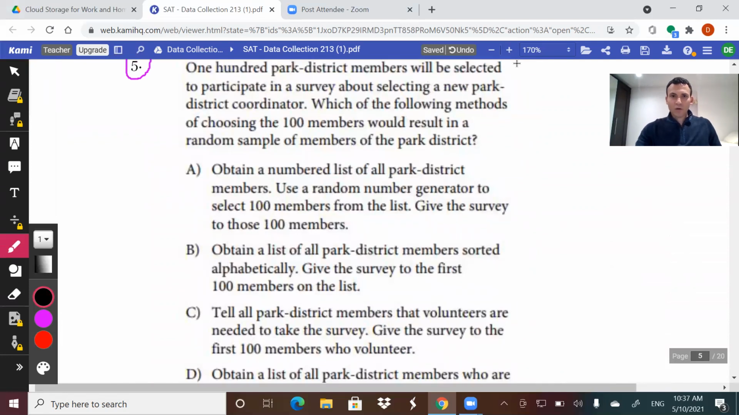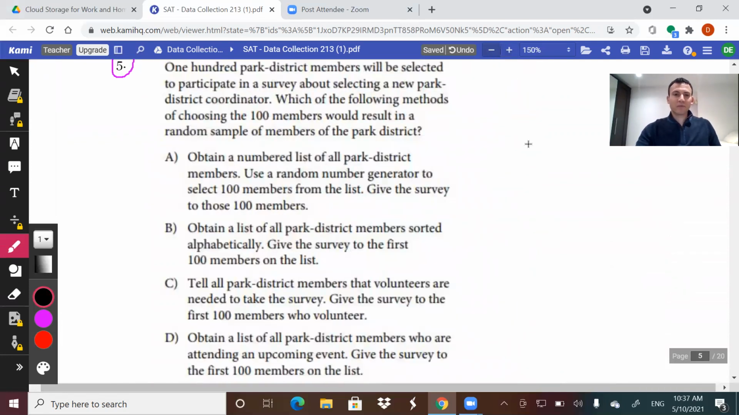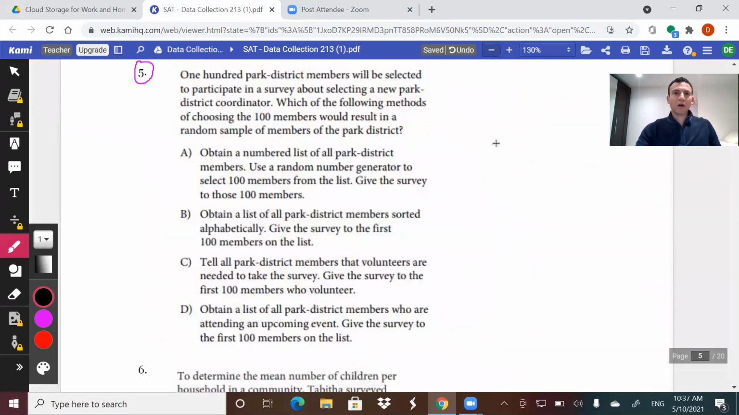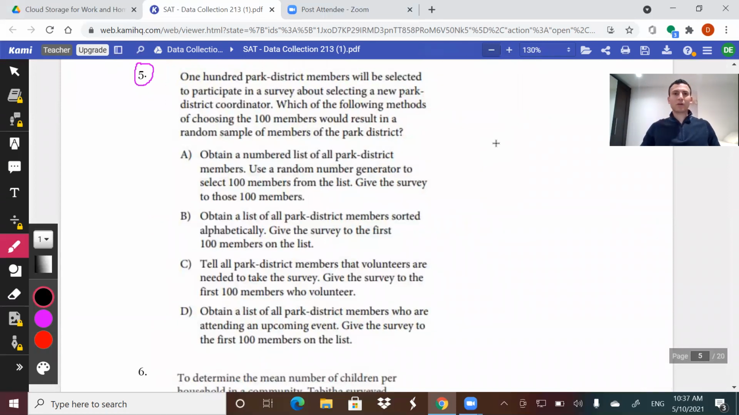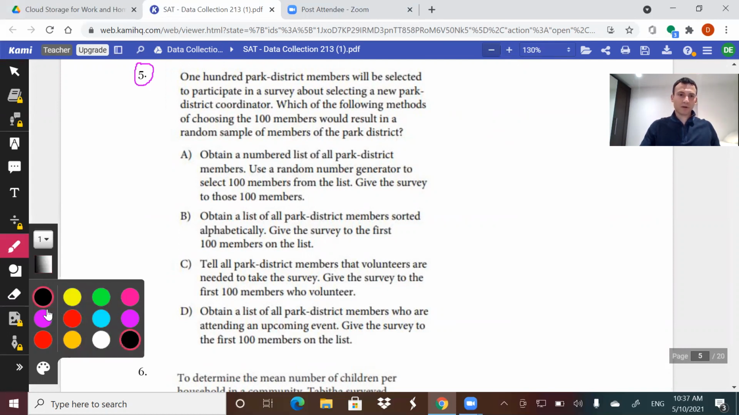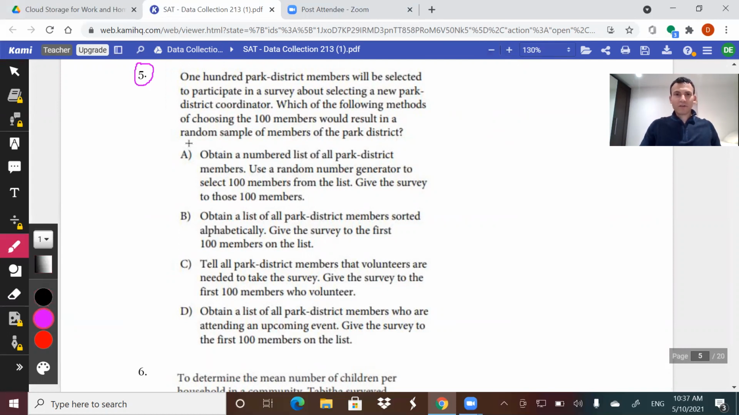Okay. We'll look at one more real quickly. I'll read this one aloud. 100 Park District members will be selected to participate in a survey about selecting a new Park District coordinator. Which of the following methods of choosing the 100 members would best result in a random sample of members of the Park District? So we need a random, unbiased sample that best represents the members of the Park District.